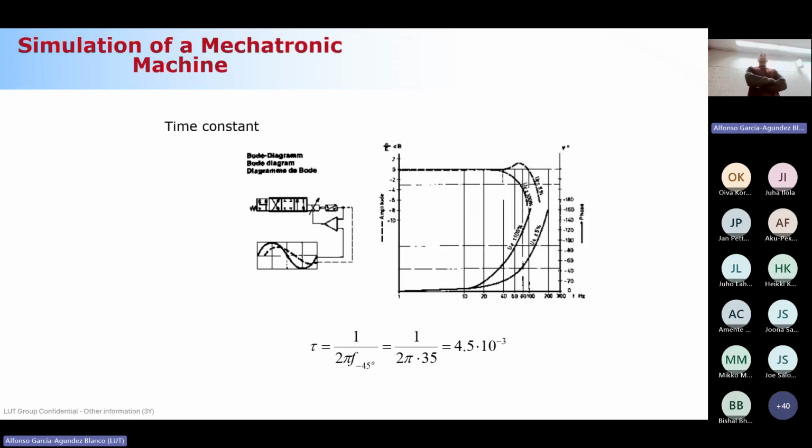In the case of the simulation project work, this tau is provided, okay? The time constant of the valve is provided. Remember that the time constant tau appears in the differential equation of the spool. If you were working in a company and had to compute it, you would use the Bode diagram and this expression, where this is the frequency associated with the minus 45 degrees in the phase diagram.